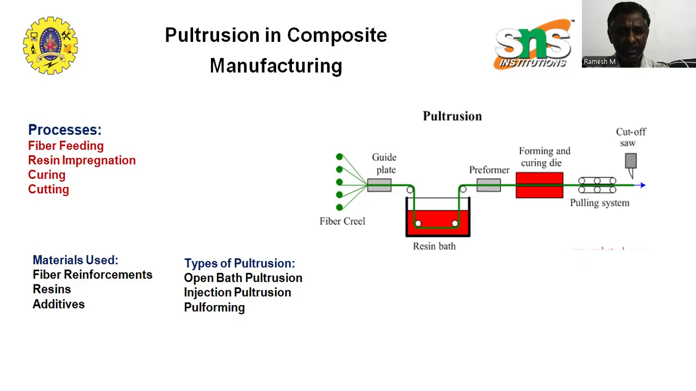Next, we can see the materials used in pultrusion in composite techniques. One is the fiber reinforcements. In fiber reinforcements, glass fibers, carbon fibers, aramid fibers, basalt or natural fibers are used. Already we have seen the glass fiber. Very common, cost-effective, corrosion-resistant.